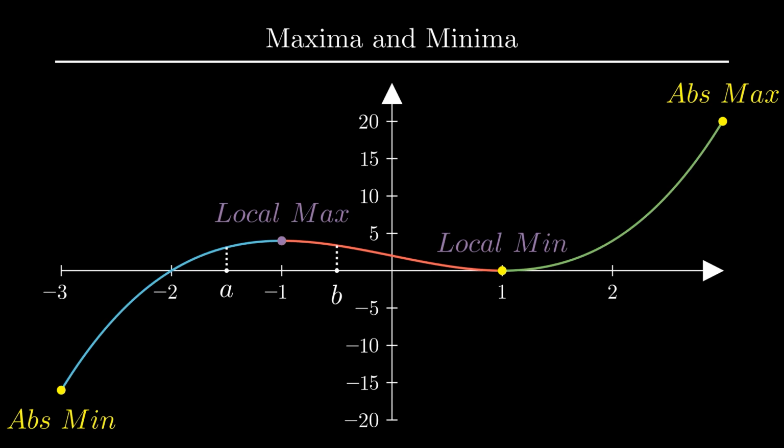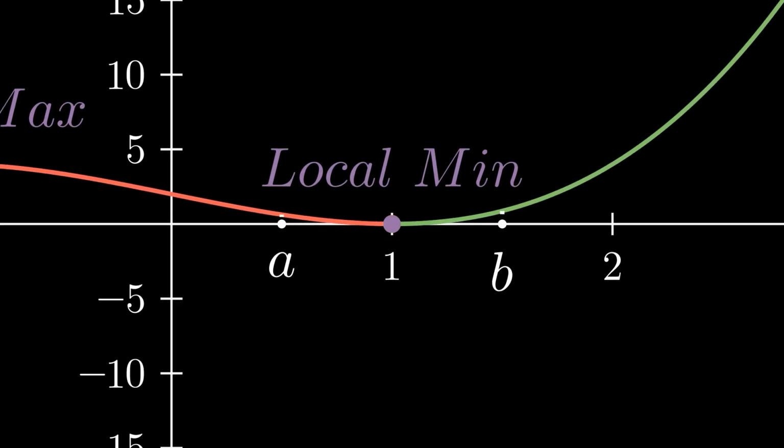Similarly, a local minimum is a point on the graph where the function attains a lower value than its neighboring points in the open interval around the point. It means if you move a little to the right or left of the point, the value of the function will be greater than the value at that point.